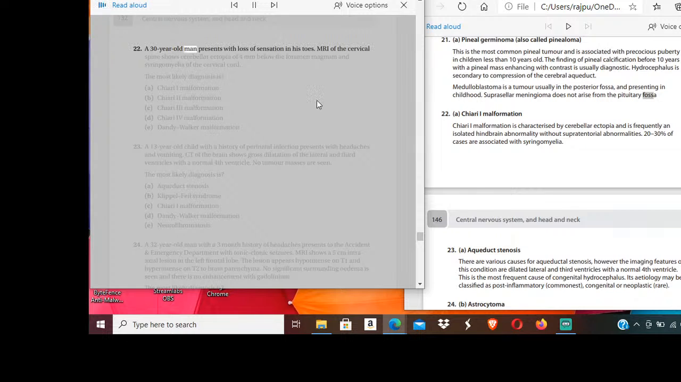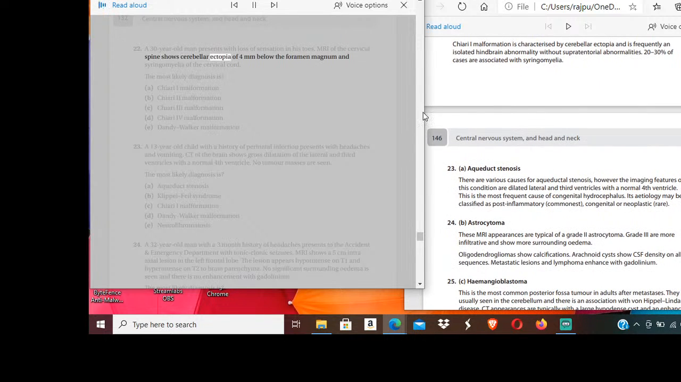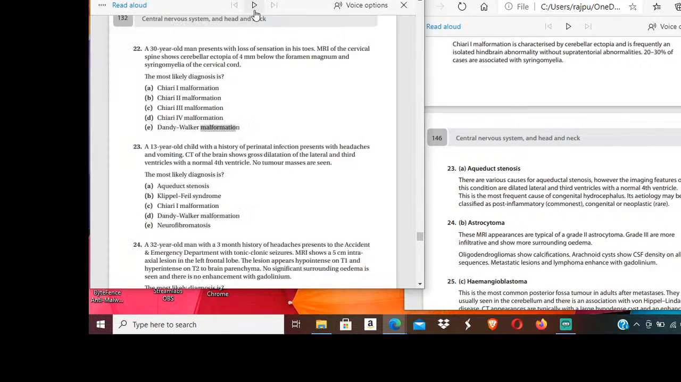22. A 30-year-old man presents with loss of sensation in his toes. MRI of the cervical spine shows cerebellar ectopia of 4 mm below the foramen magnum and syringomyelia of the cervical cord. The most likely diagnosis is A. Chiari 1 malformation. B. Chiari 2 malformation. C. Chiari 3 malformation. D. Chiari 4 malformation. E. Dandy-Walker malformation.